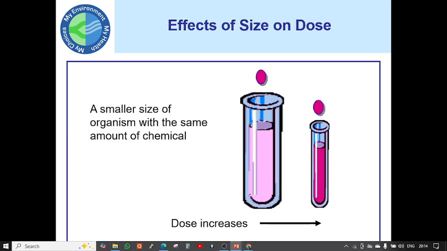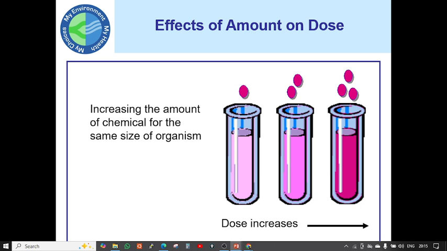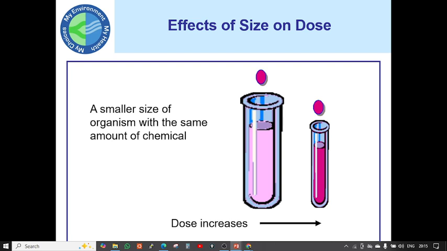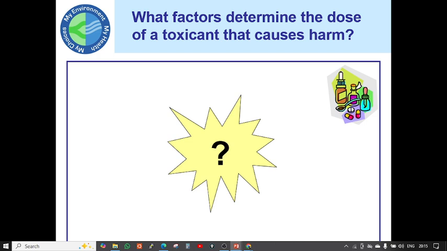Effect of size: if you are giving the same toxic substance to small children, or to someone with low body weight or less volume, then the dose will also increase. So there are two causes of increasing dose. The first is that the amount of chemical is increased and the size remains constant. The second is that the size is smaller for the same amount of chemical. So these are the two reasons how the dose increases.